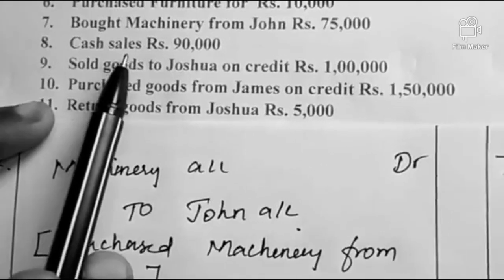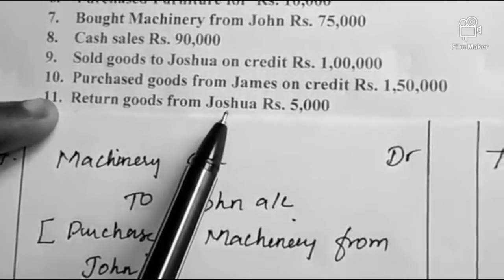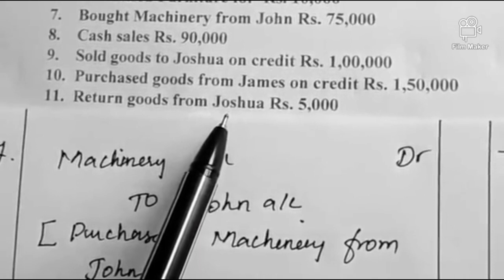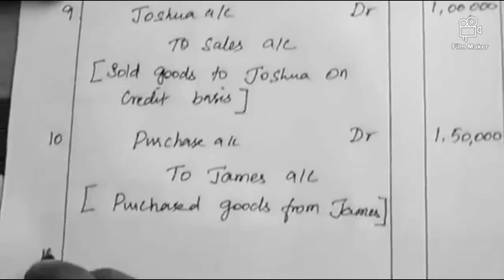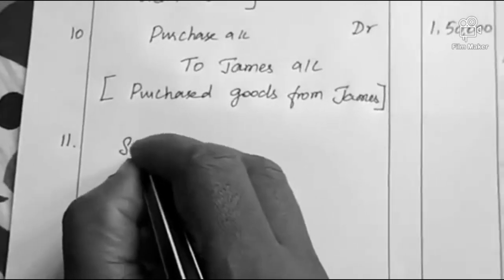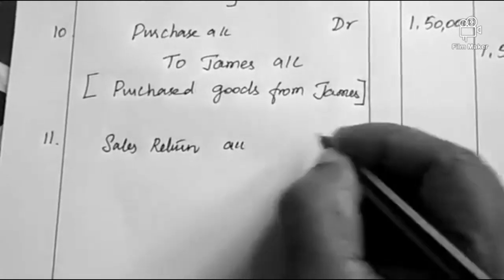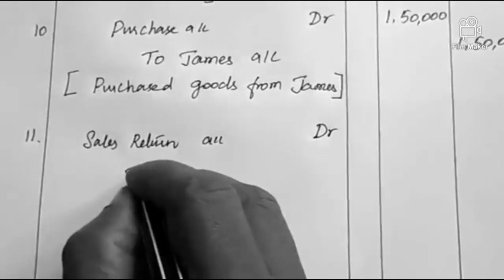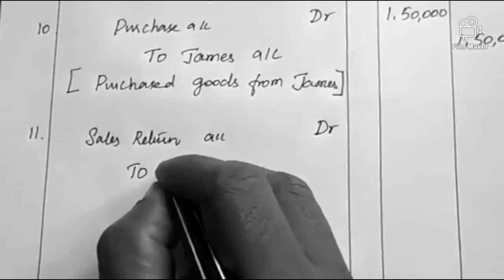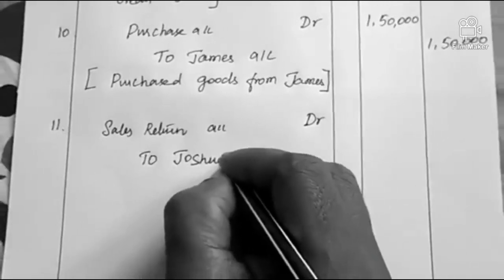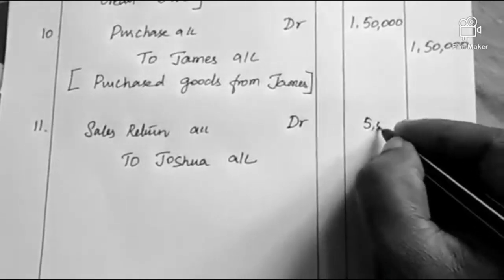So, sales is credit, no? When you receive any returns from your customer, what comes in? Goods comes in the form of sales return. So, just write sales return under debit side. Sales return account debit to, from whom? From Joshua. Joshua account. How much? 5,000.